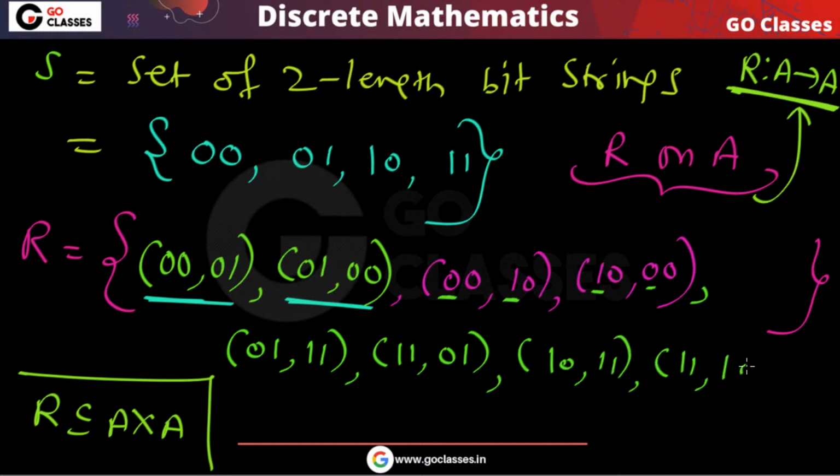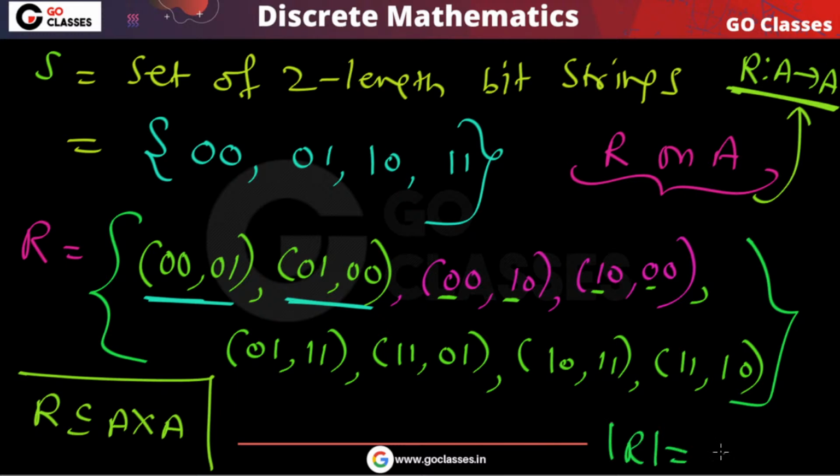So what is the cardinality of R? Tell me. This is your relation. So the relation is basically this. What is the cardinality of relation R? You can clearly see that it is 8. Okay, that is 8.